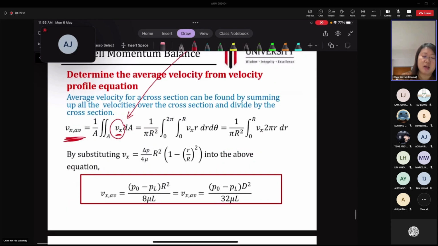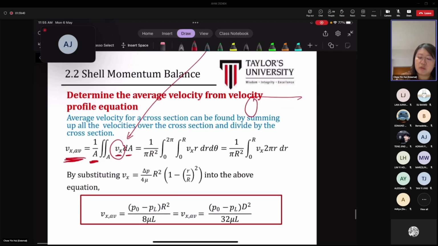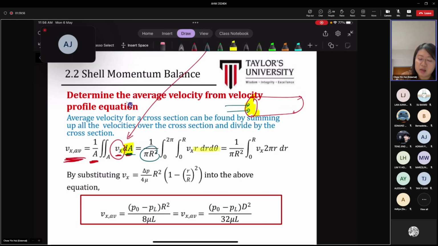Integrate it with respect to area, and then divide it by the cross-sectional area. Because the fluid is flowing in a pipe, this would be the cross-sectional area that is perpendicular to the direction of flow. That's why it's pi r squared. And then for dA here, take note, it is expressed as r dr d theta.